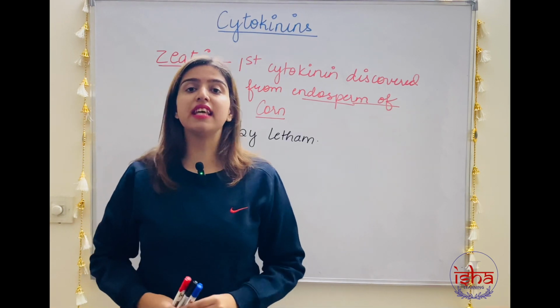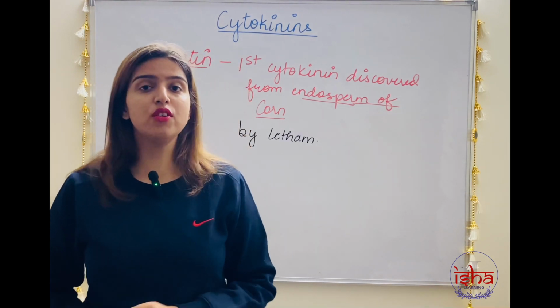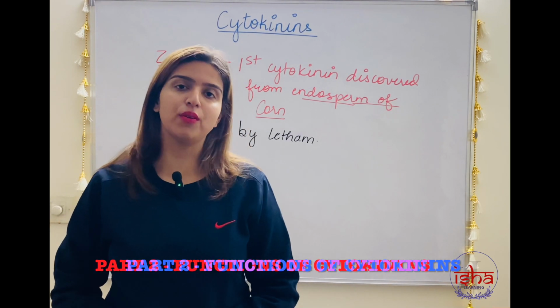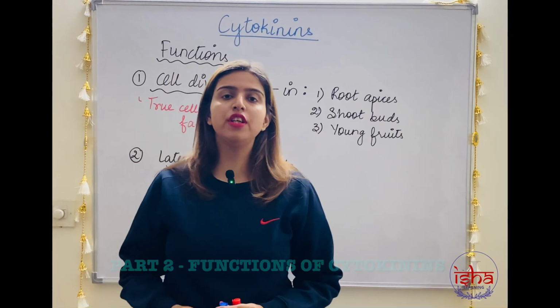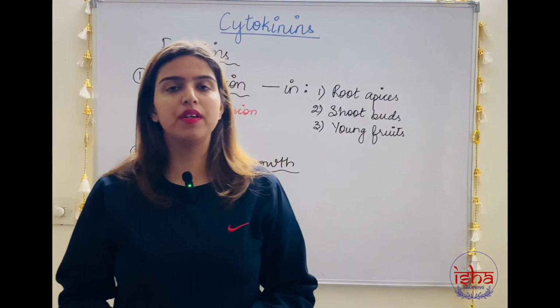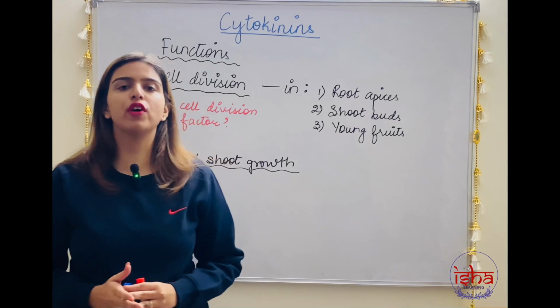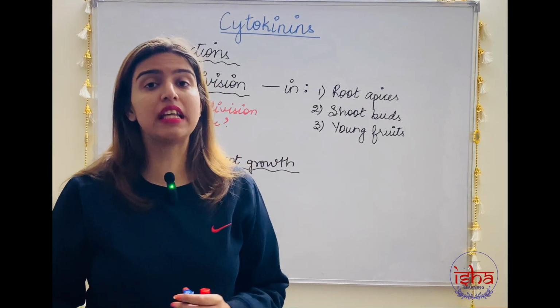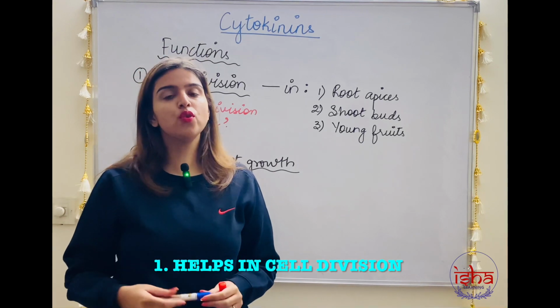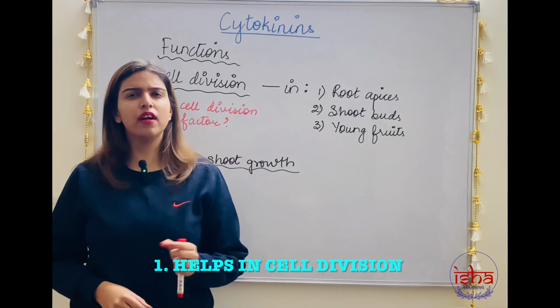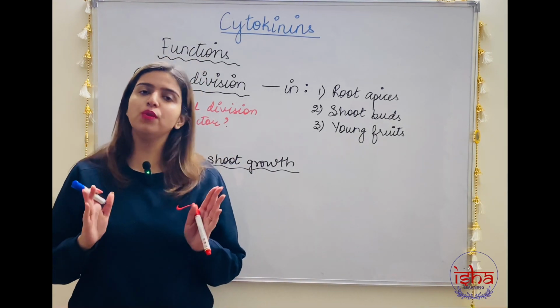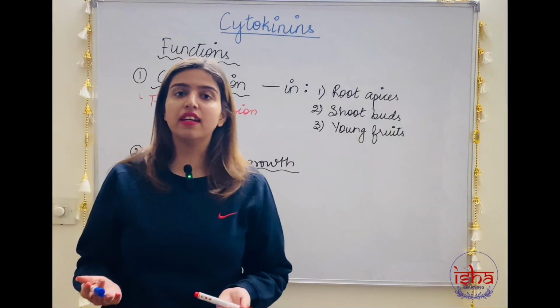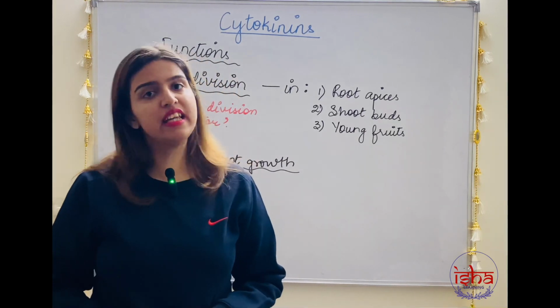Now let's move to the second part of the video where we'll start talking about the functions of cytokinin. As we have already seen in the discovery experiments that the first most important function of cytokinins definitely has to be that it helps in rapid cell division. So where actually would cytokinin be found in the plant? As you would expect, in those areas where the cells divide very rapidly.